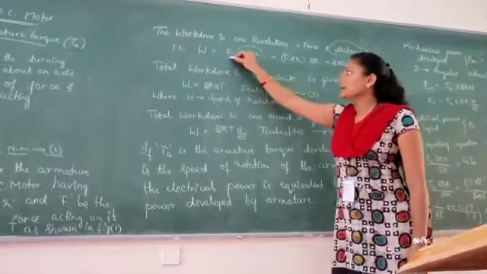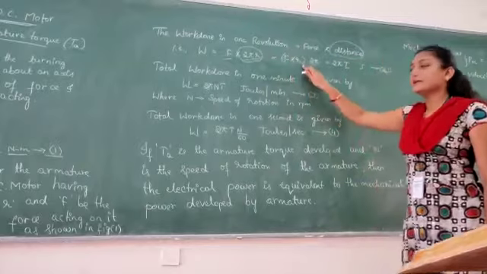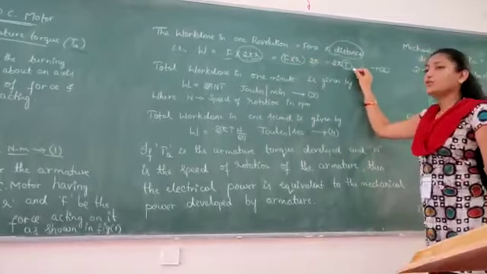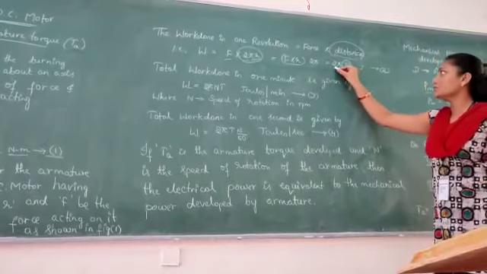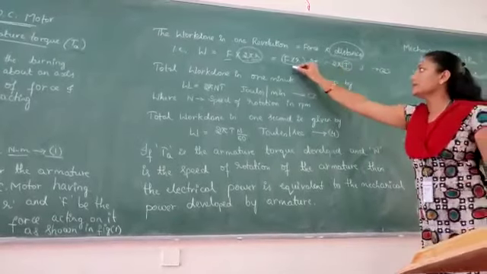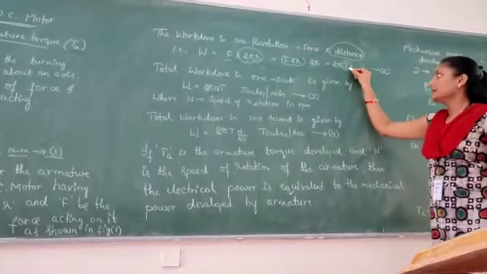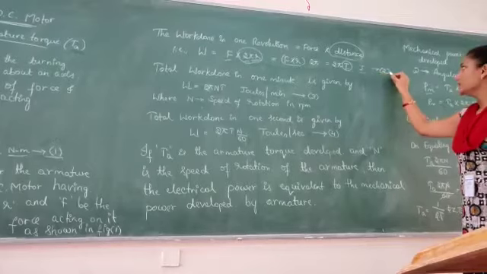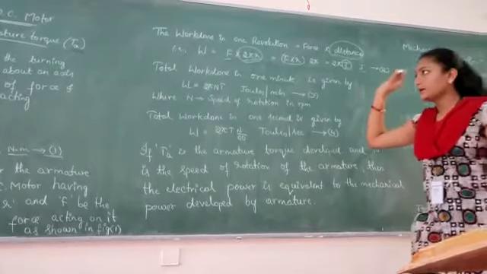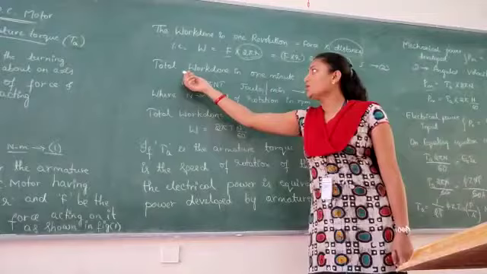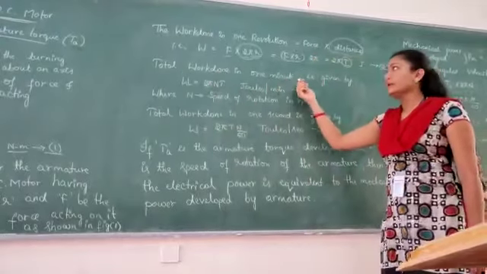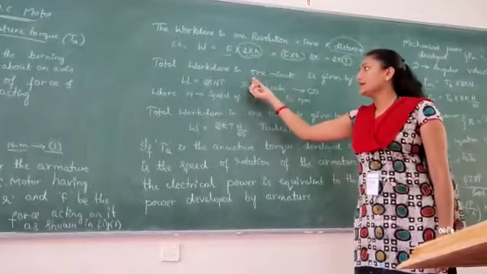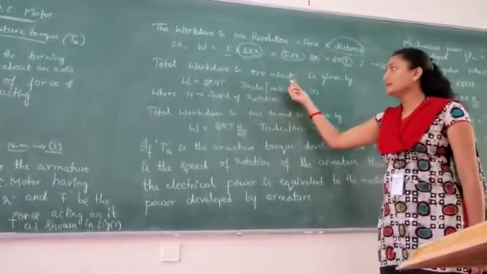And we know that the product of force and radius, F into R, is nothing but torque T. Therefore the equation becomes 2 pi into T. The unit is joules, and we call this equation 2. Now we have to calculate total work done in 1 minute. Before, we calculated work done in one revolution, and now we are calculating work done in 1 minute.